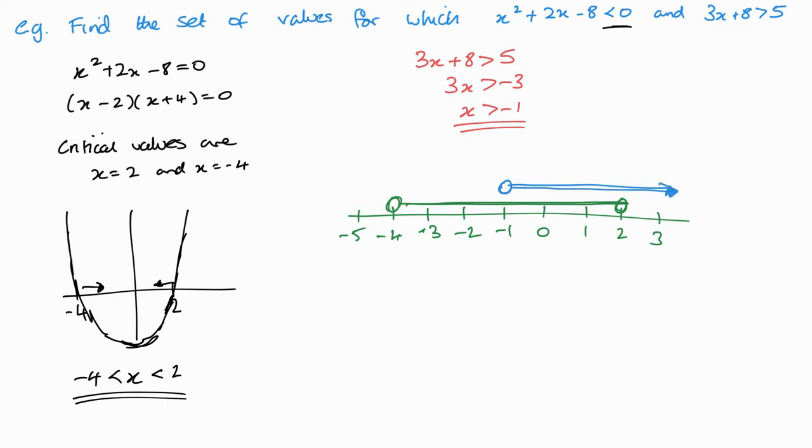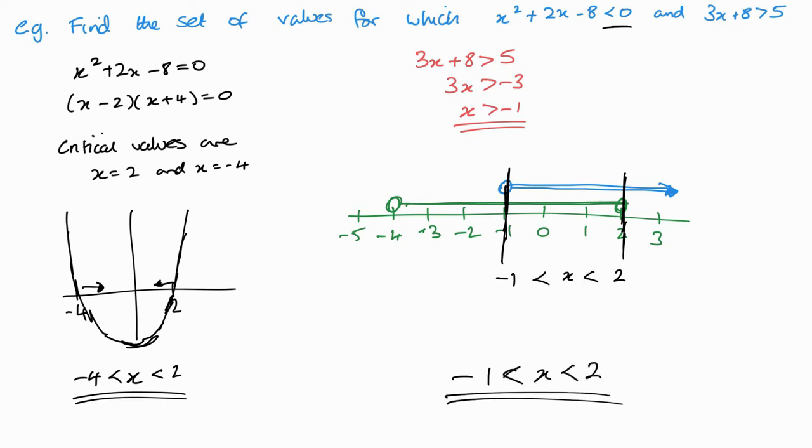So the part where they both work is this part here, isn't it? So it's between -1 and 2. So that's my answer, -1 and 2. So x is greater than -1 but less than 2. And hopefully, you don't have to show it visually like I did there in green. You can just work that out in your head, but it's nice to show it visually sometimes.